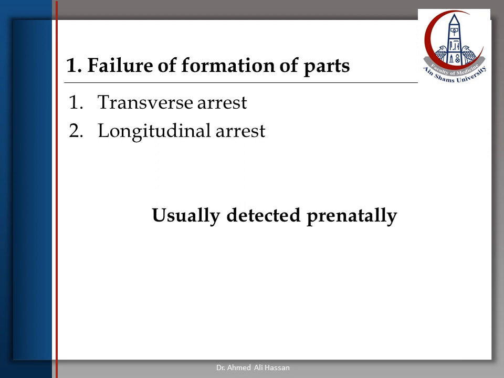Transverse arrest means the parts in the transverse axis of the arm have arrested in development. In longitudinal arrest, the arrest appears in the longitudinal axis of the upper extremities, and these anomalies are usually detected prenatally by sonar.